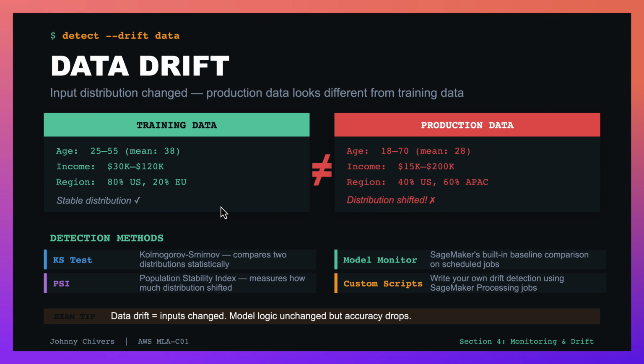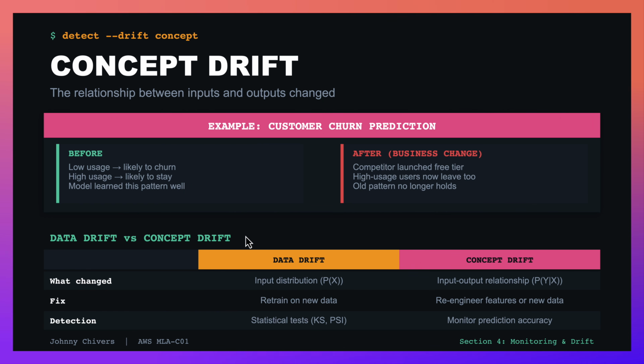When we're monitoring the data, we're using things like the KS test, the PSI test, Model Monitor, and custom scripts to look at the changes in the data and detect this. Concept drift is where the relationship between the inputs and the outputs changes over time. In the customer churn prediction we used, low usage means likely to churn, high usage means likely to stay. But after we launched the model, our competitor put in a free tier and high usage users now leave too. The old pattern no longer holds. You need to detect that this drift has happened with the competitor's free tier, and then eventually you'll retrain that model.